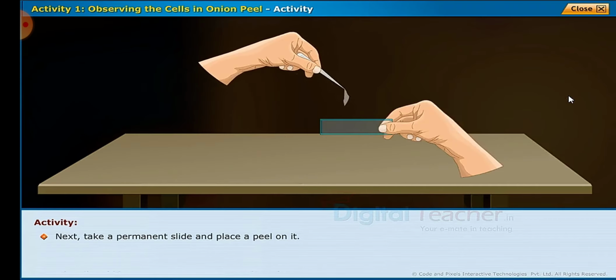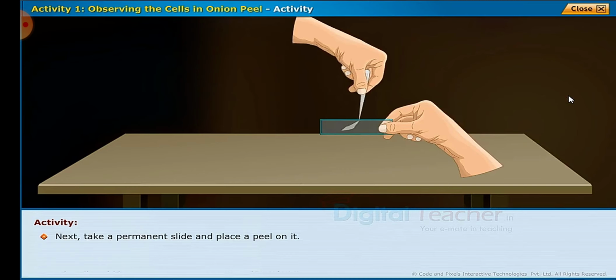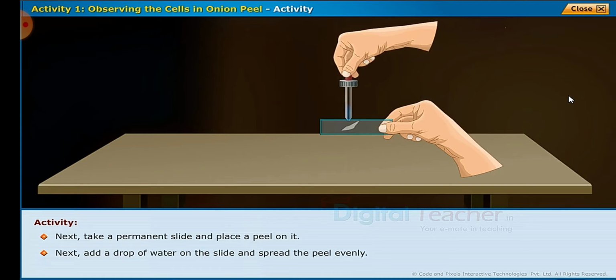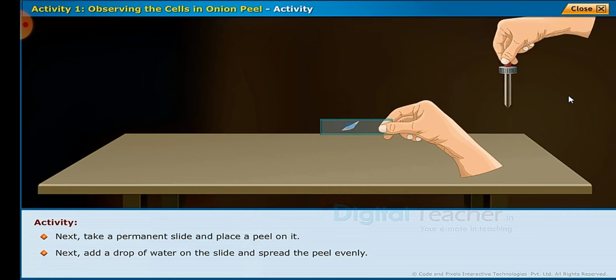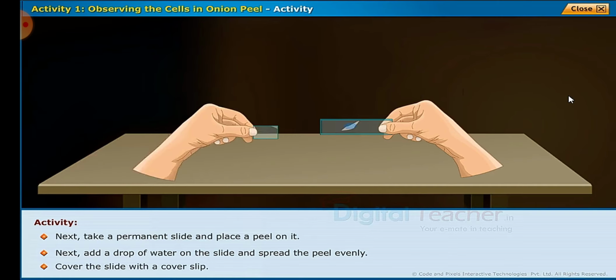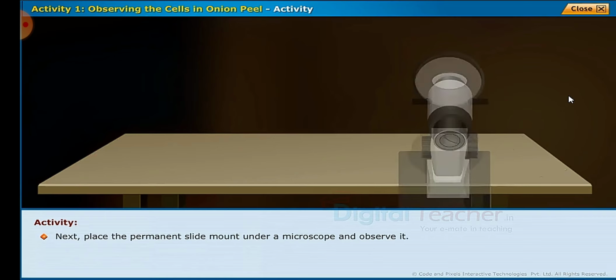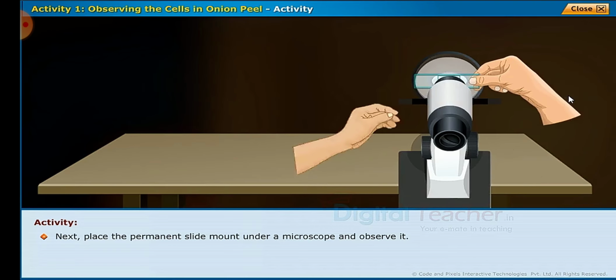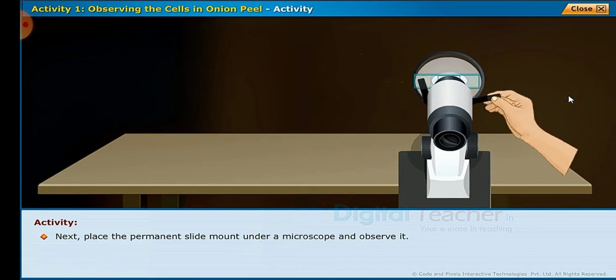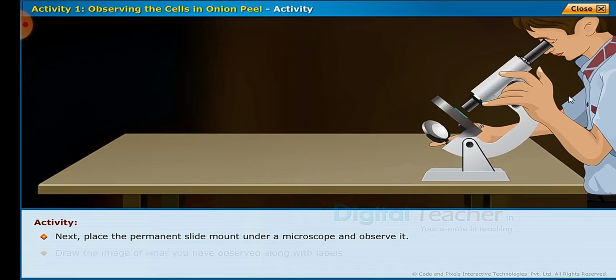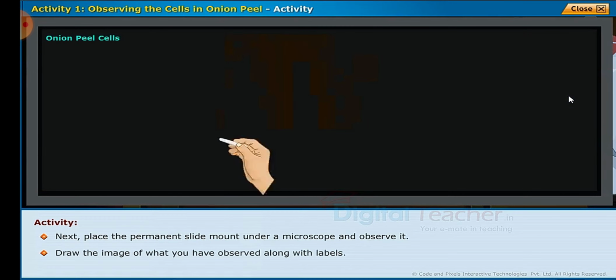Next, take a permanent slide and place a peel on it. Next, add a drop of water on the slide and spread the peel evenly. Cover the slide with a cover slip. Next, place the permanent slide mount under a microscope and observe it. Draw the image of what you have observed along with labels.